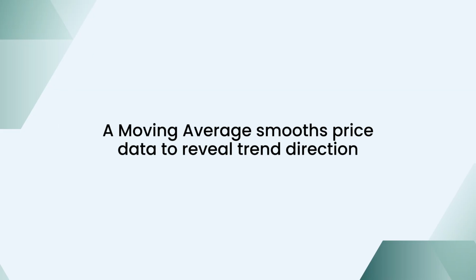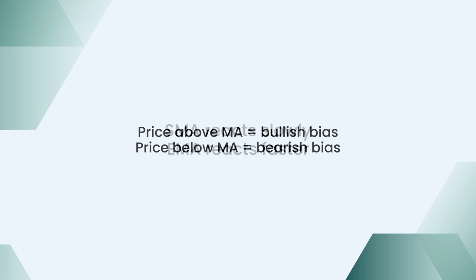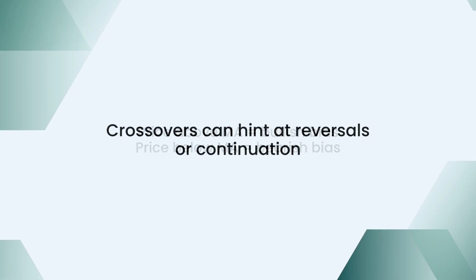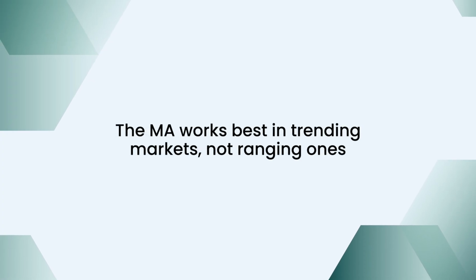A moving average smooths price data to reveal trend direction. A simple moving average reacts slowly. An exponential moving average reacts faster. Price above the moving average, bullish bias; below, bearish bias. Crossovers can hint at reversals or continuation. The moving average works best in trending markets, not ranging ones.